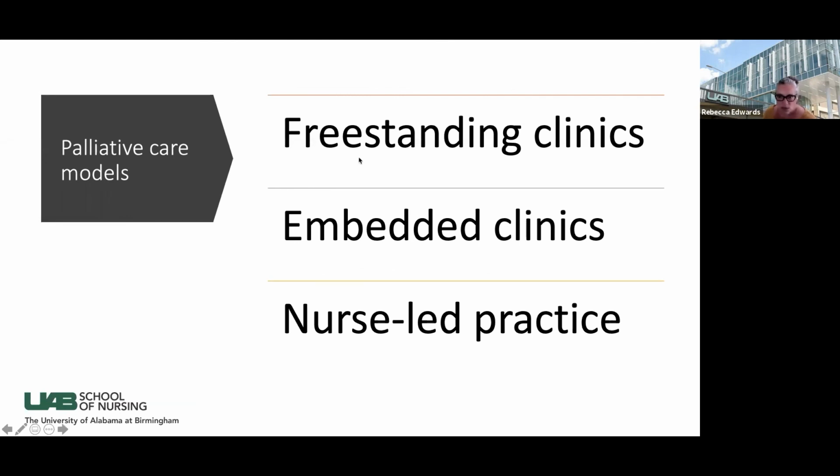But certainly advanced practice nurses could be running these clinics in the US, or they can be an integral part of these clinics in the US and other areas.